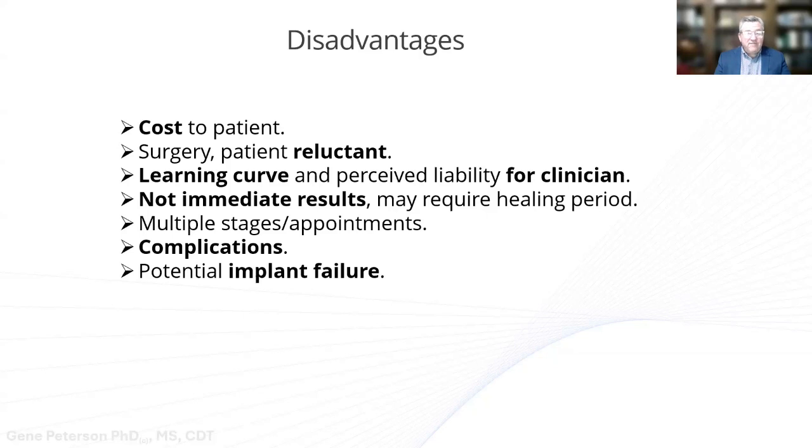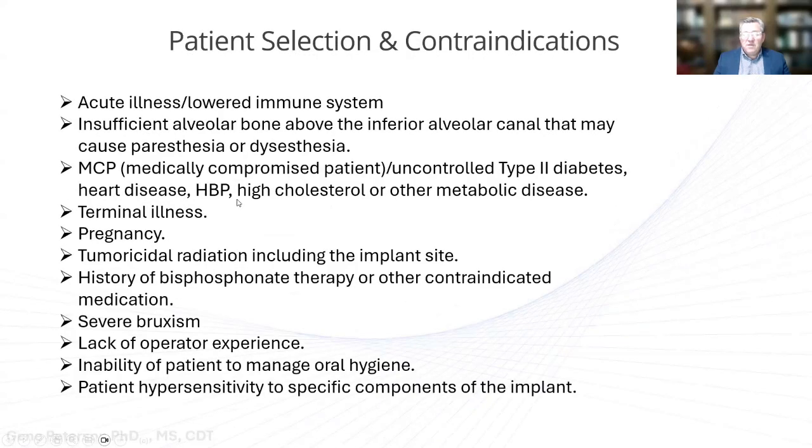As a clinician, you're just going to have to face the fact that a certain percentage of your implants will fail no matter what you do. And that's a national number, and that's a per practitioner, per clinician number. And the obvious, potential of implant failure for whatever reason, that might be a disadvantage. So what are some of the things that we have to look out for when we're selecting a patient?